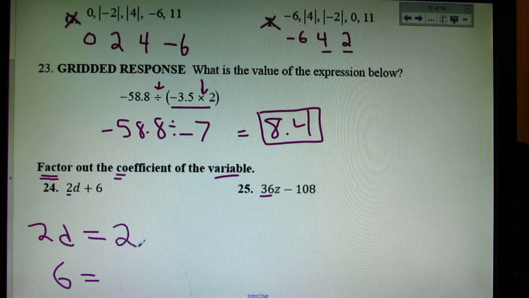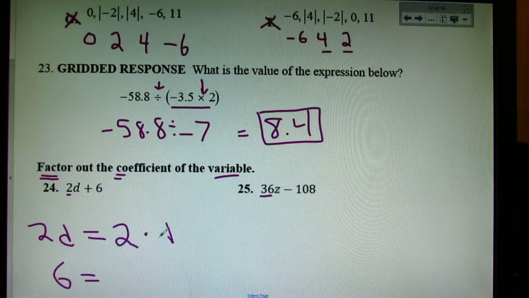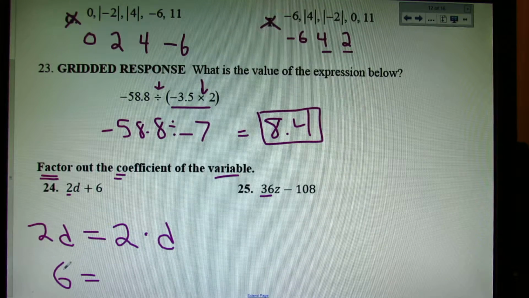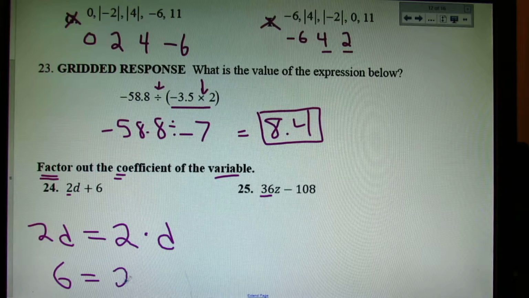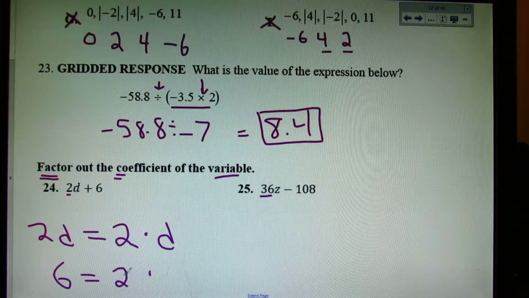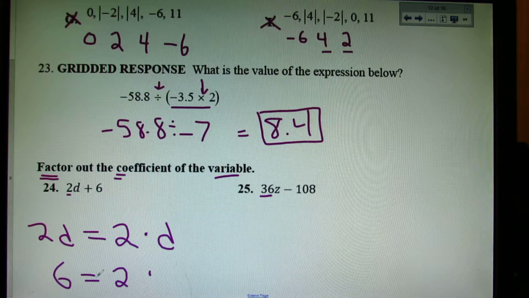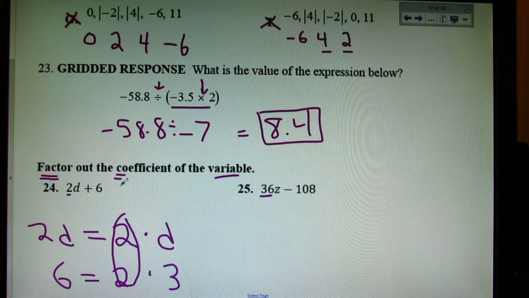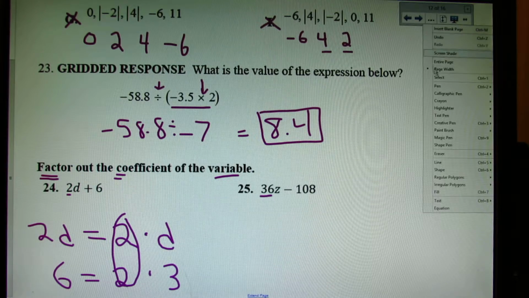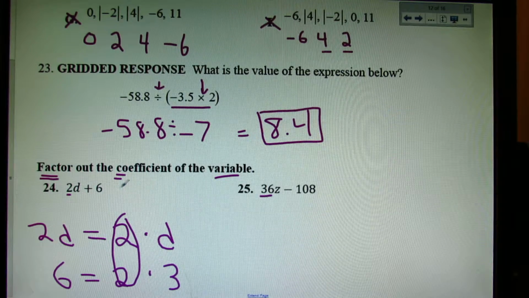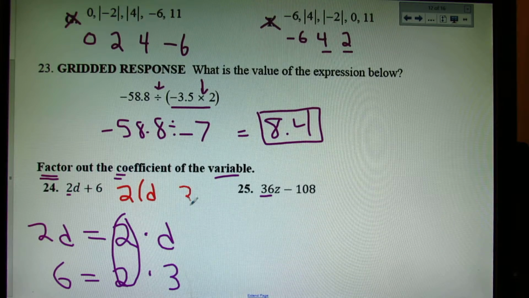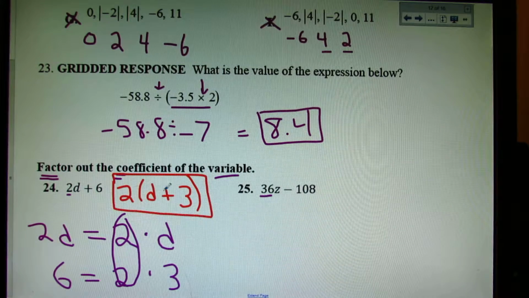That means I need to separate the 2. So 2D is just like 2 times D. Now 6, how can I represent that as 2 times something? 2 times what gets you 6? That's 3. Now that these are in common, my final answer will have 2 out in the front. We'll have a D, we'll have a 3, and my final answer, just like my original problem, will have a plus sign in it. My final answer is 2 parentheses D plus 3.